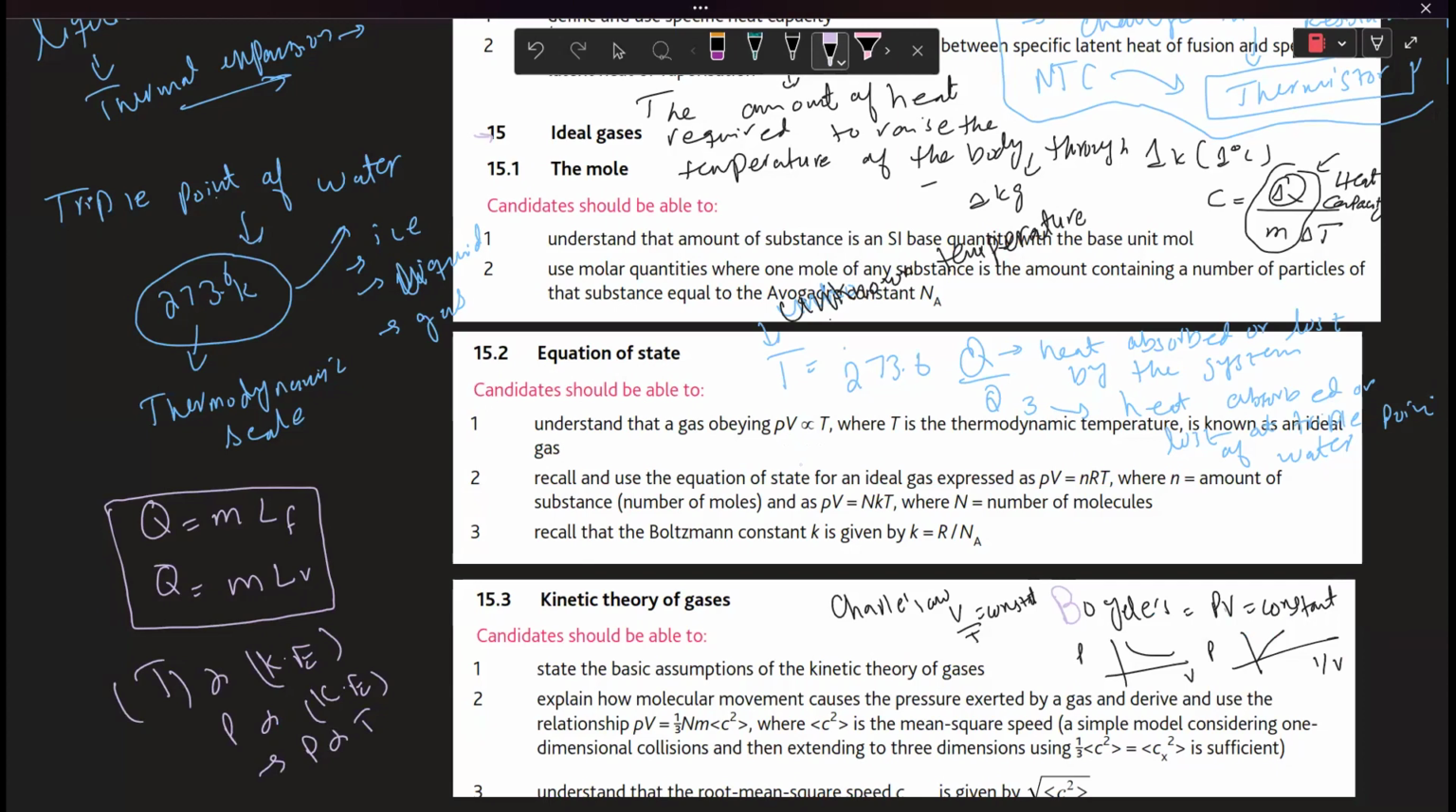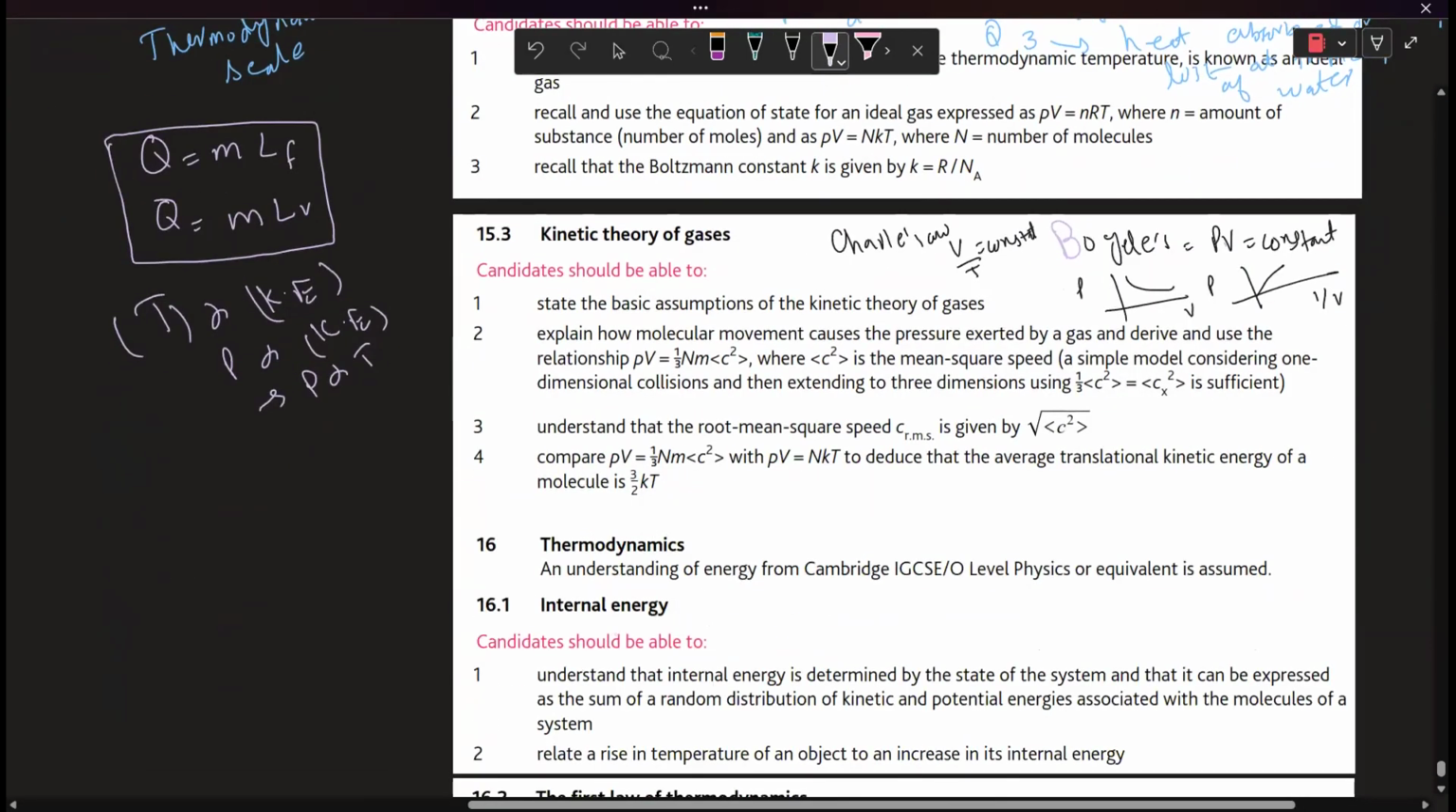And ideal gas. Then we have recall the use of the equation PV equals nRT, where n is equal to this factor. We studied this in our detailed lesson. The only thing that we need to put here is a few of the constants. What is the equation for pressure that we have studied?